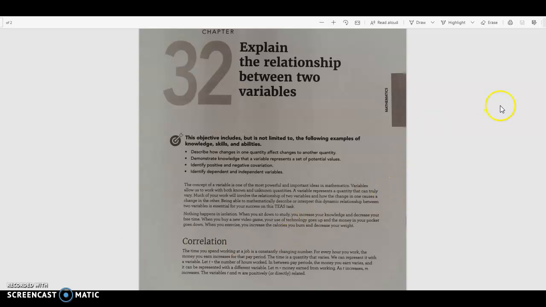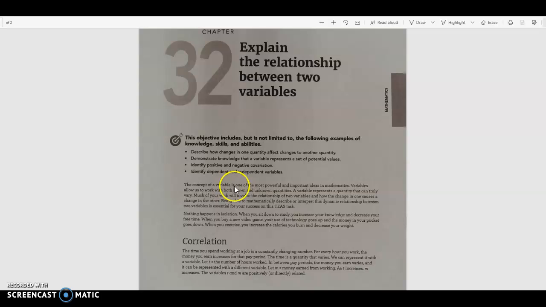In this Chapter 32 video, we're going to explain the relationship between two variables. Here are our objectives. We're going to describe how changes in one quantity affect changes to another quantity. We're going to demonstrate knowledge that a variable represents a set of potential values. We're going to identify positive and negative covariance, and then we're going to identify dependent and independent variables.